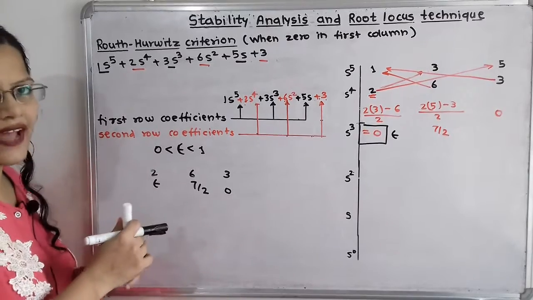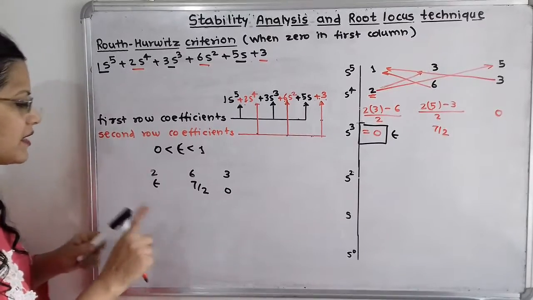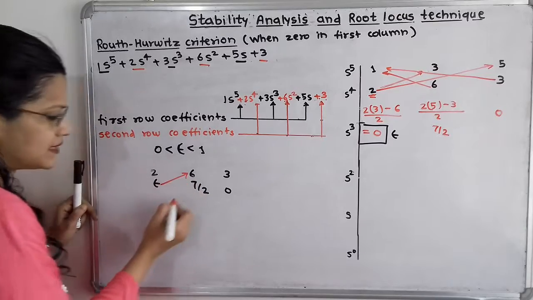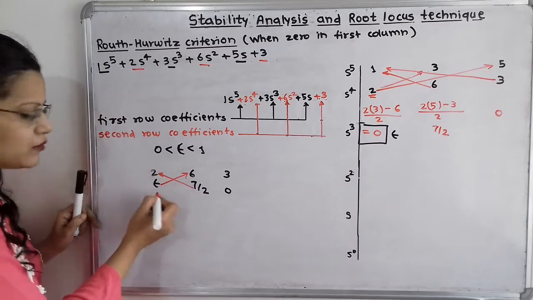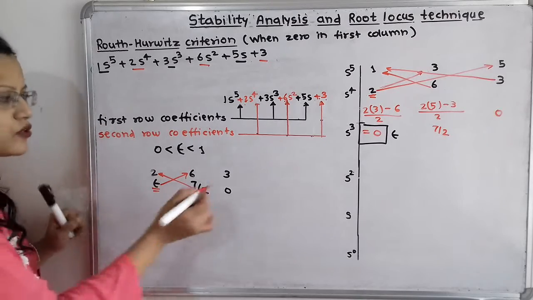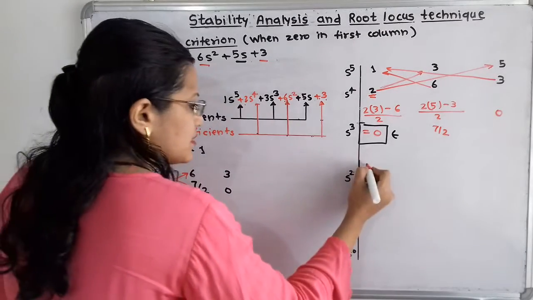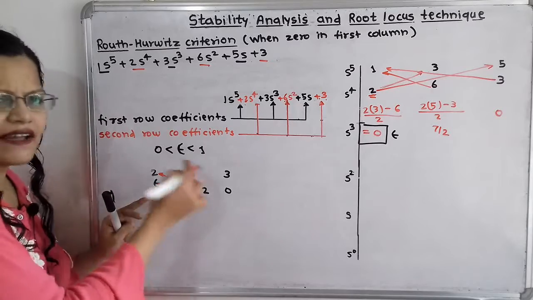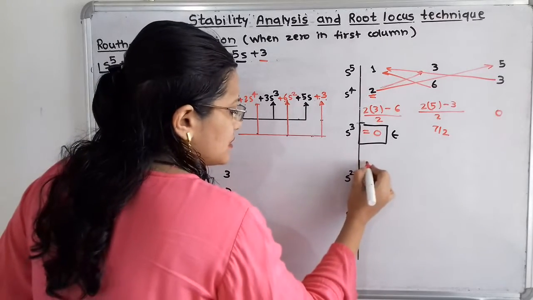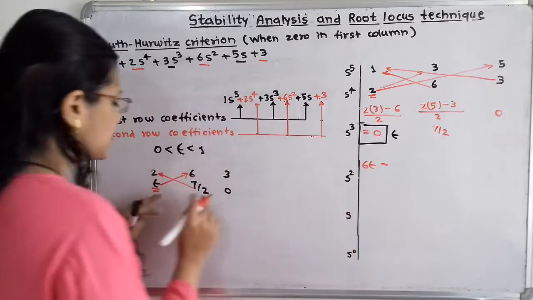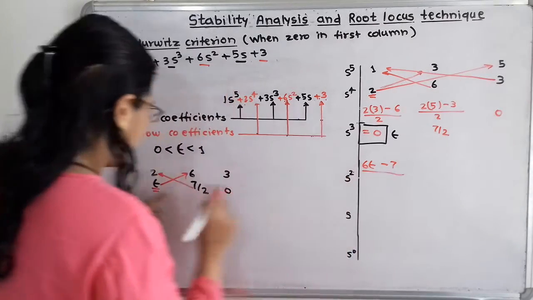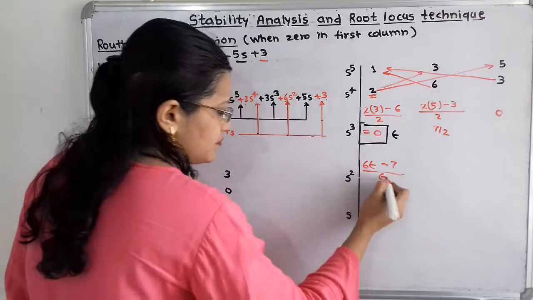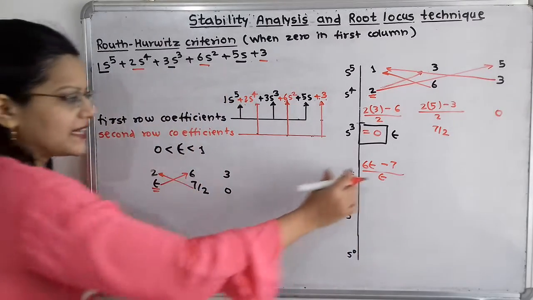Again with the help of an arrow I will show this. Epsilon multiplied by 6 minus 7 by 2 multiplied by 2, divided by epsilon. So I will write here epsilon multiplied by 6, that is 6 epsilon, minus 7 by 2 into 2, that is minus 7, divided by epsilon. So this calculation is getting completed.